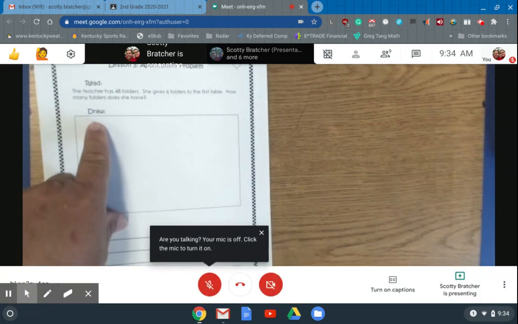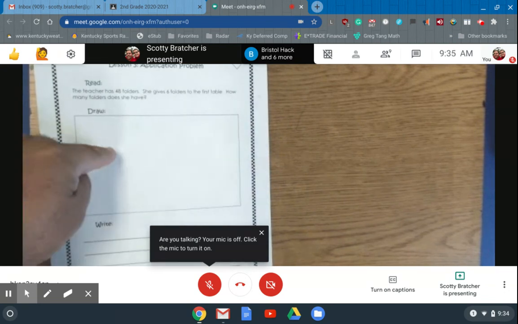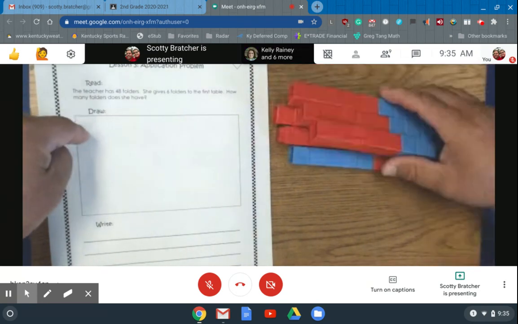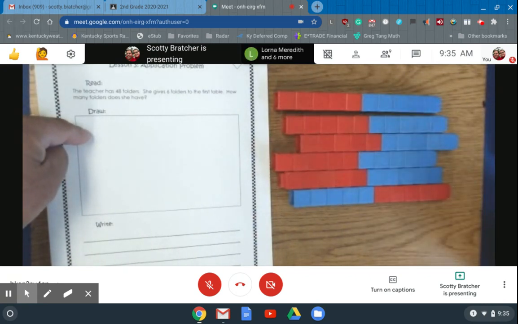Okay? So if we were here at school, I would want you to draw me a picture here. But since you're not at school, and this is the first one we're doing, we're going to do this together. We're not going to draw yet. We're going to use our blocks and we're going to build it. And then we'll talk about how to draw it. All right? Give me a thumbs up if you're with me.